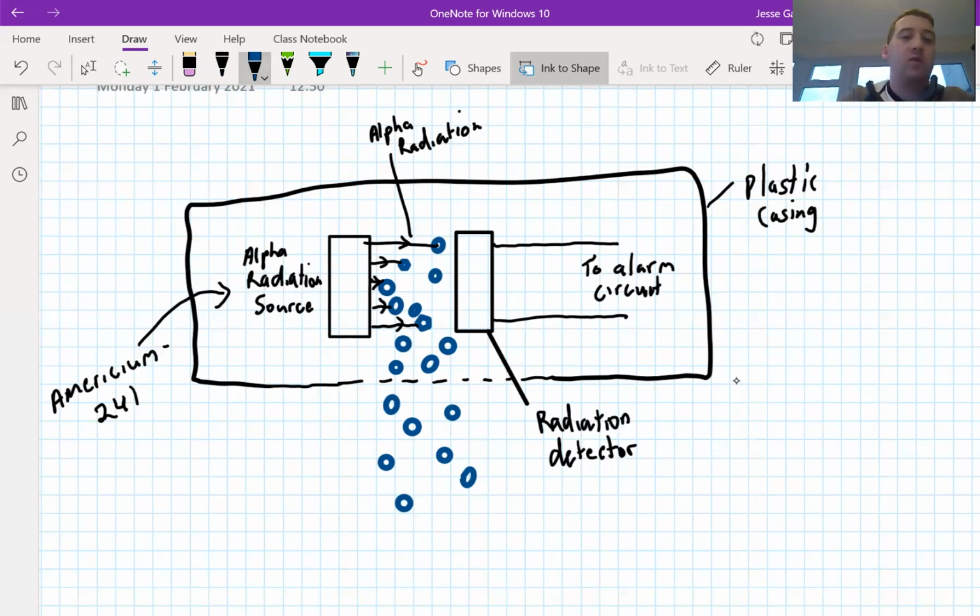So the radioactive source used here is americium-241. It's a classic source of alpha radiation. We find its uses in a smoke detector.